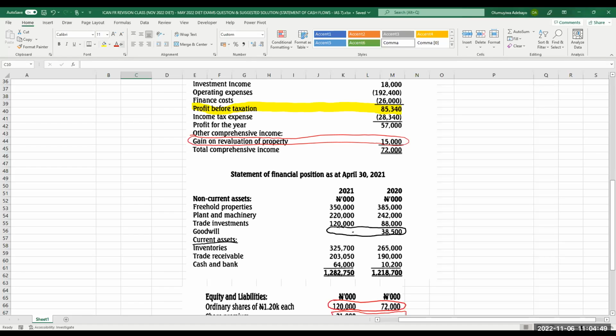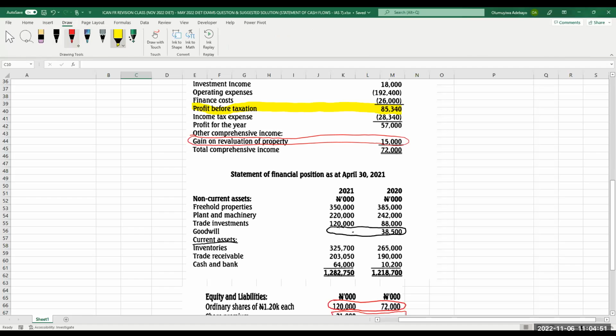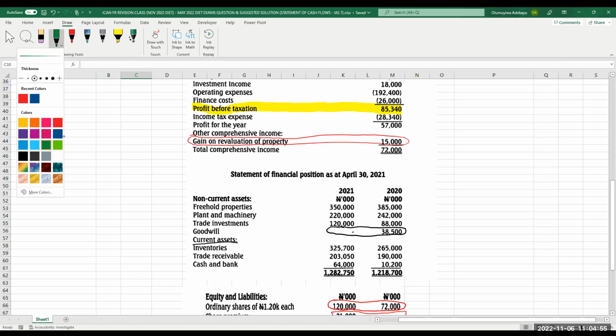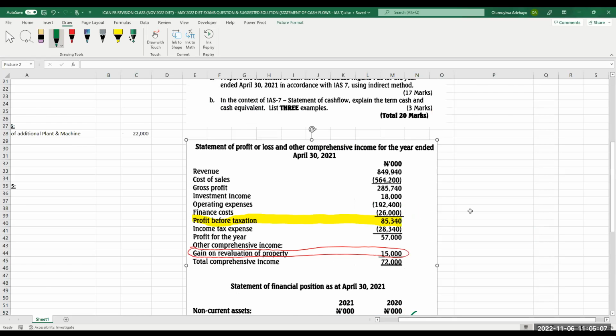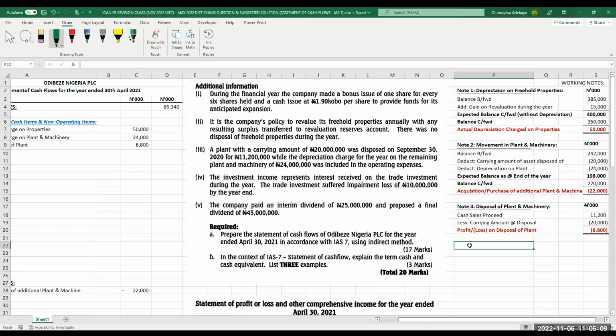Okay, what next? It seems in this case we've dealt with all of this, therefore I'll take them out. Let me use green to signify that we've dealt with them. This has been dealt with. This has been dealt with. Now, let's quickly go to trade investments.